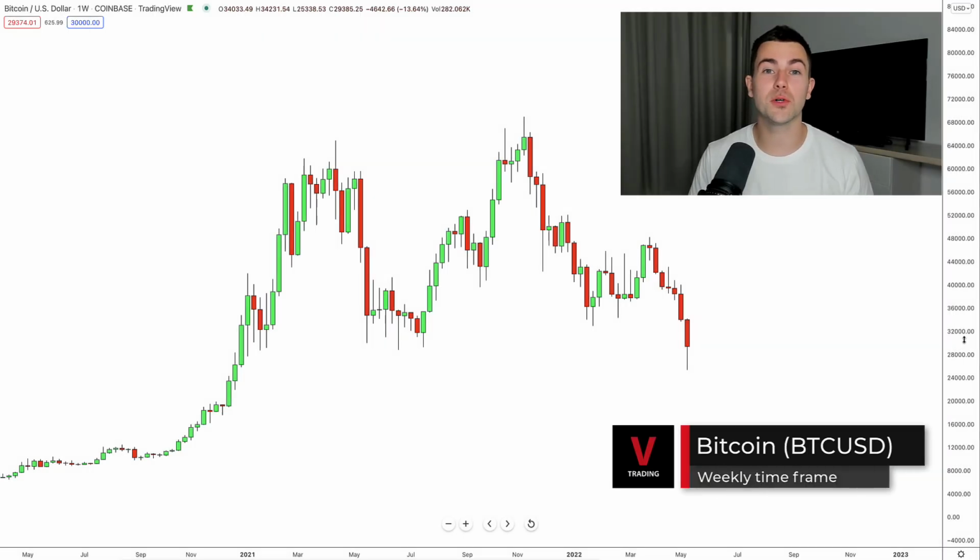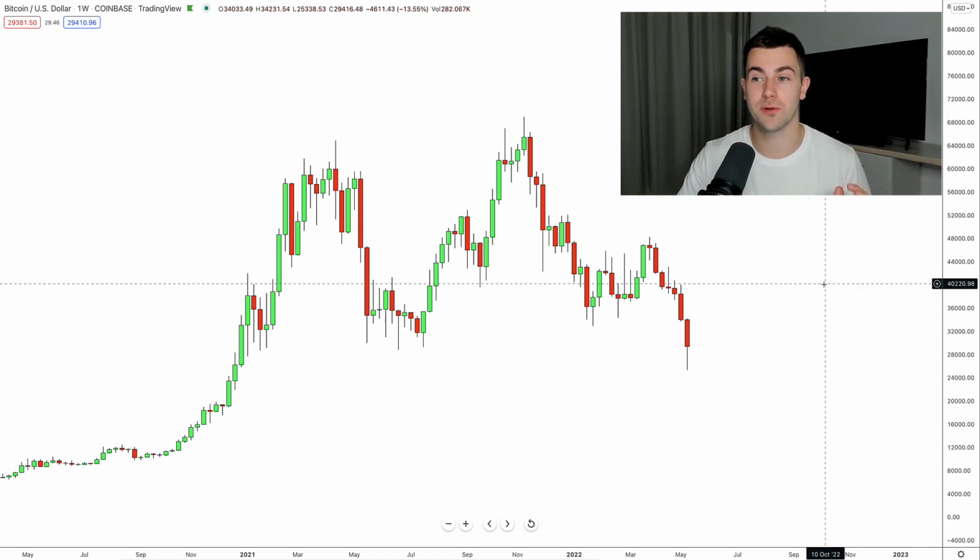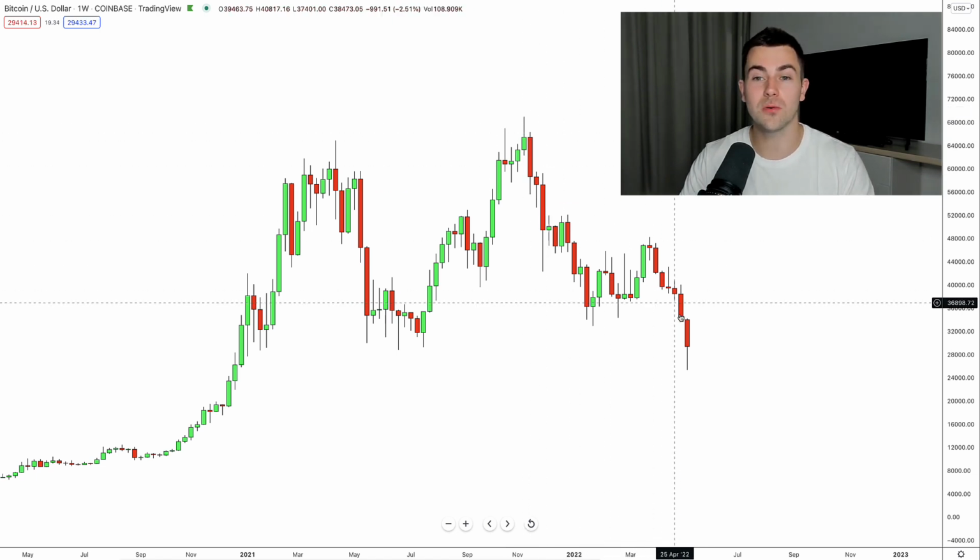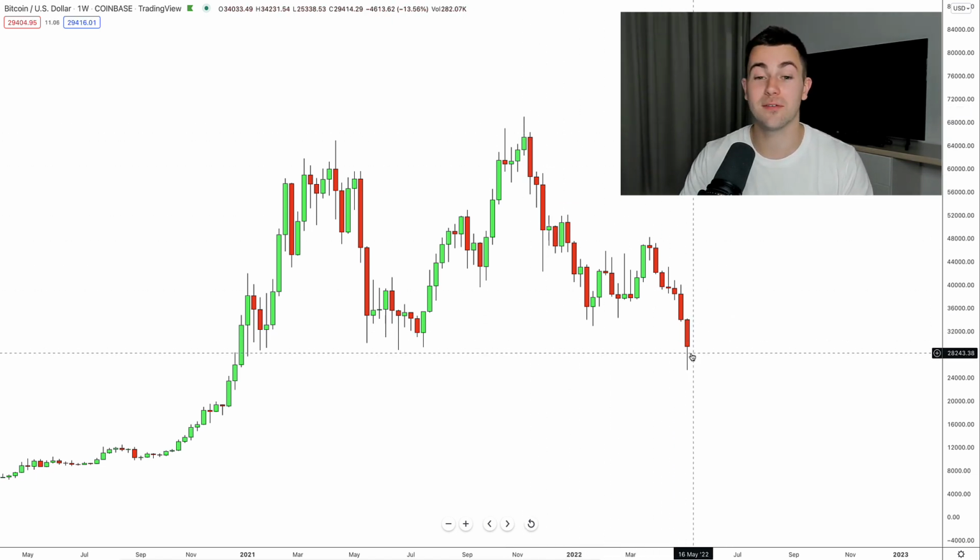What a crazy bearish week for the entire crypto market. All altcoins were falling, and Bitcoin was very bearish as well. From the all-time structure high, the market lost more than 57%.